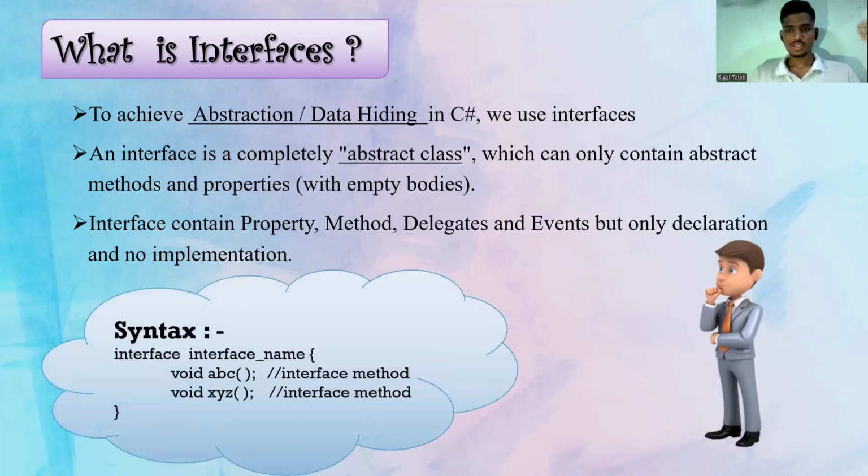As shown in the below syntax, the interface is declared by the interface keyword, then the interface name, and in brackets we have to write the method, property, delegate, event without body.